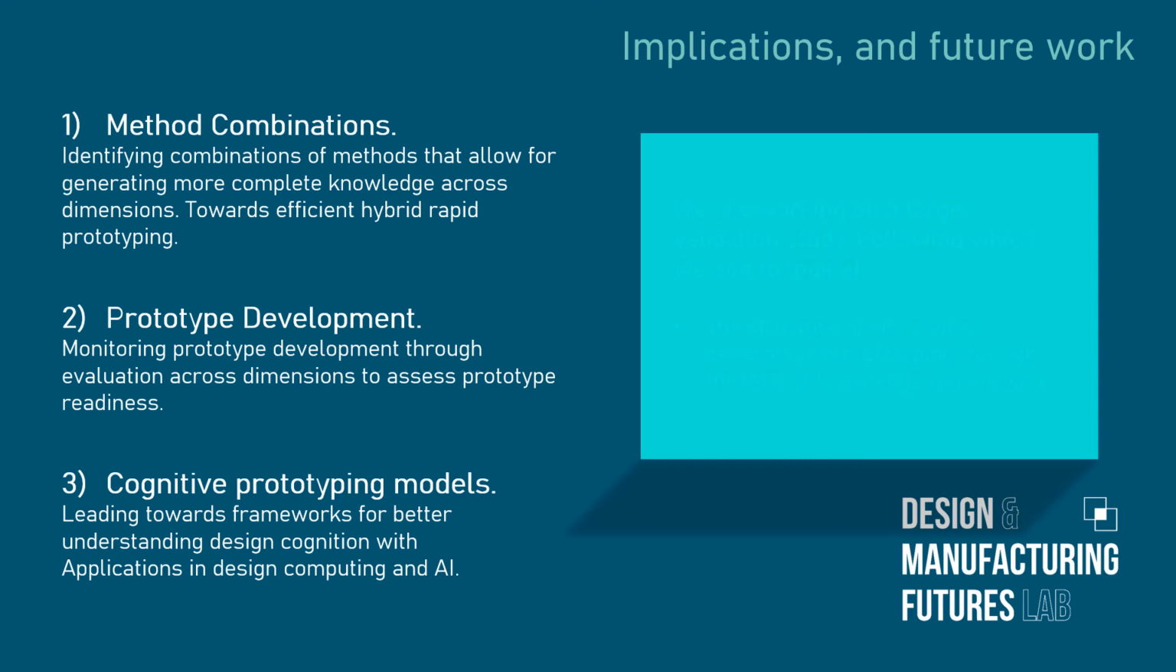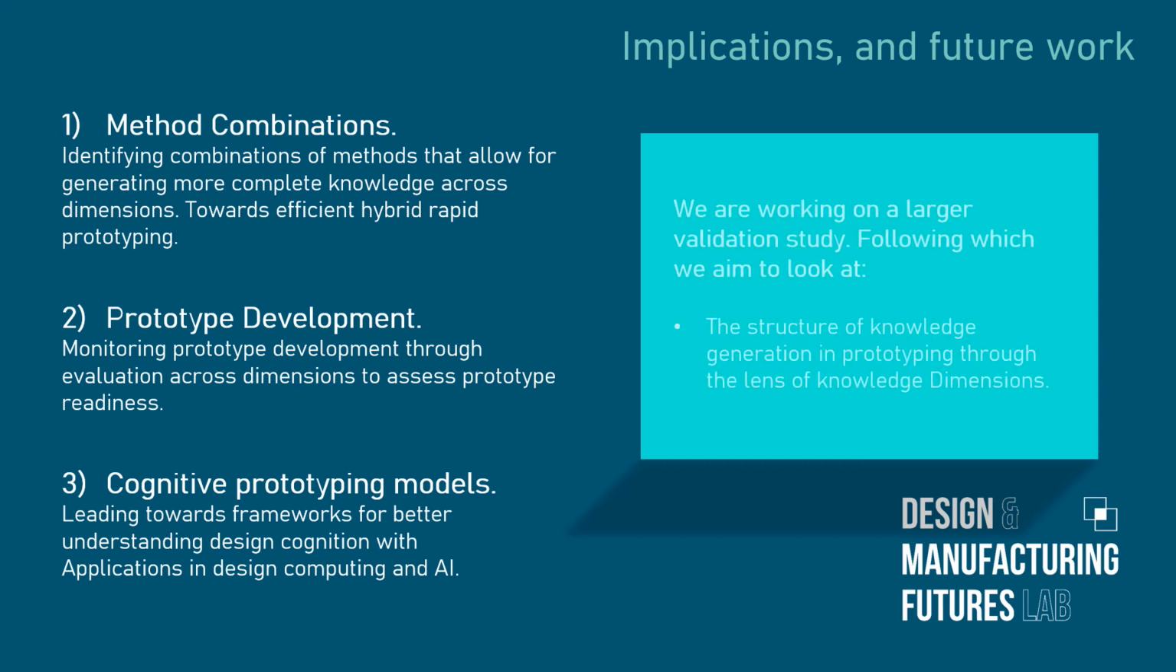Finally, our future works, we're working on a larger validation study following on from this paper, where we aim to support the findings presented here. And we're also working on additional bits of work to do with knowledge dimensions in looking at structures that are implicit in knowledge generation through the lens of knowledge dimensions, and if we can identify a pattern or structure to the way people generate knowledge in the prototyping process.